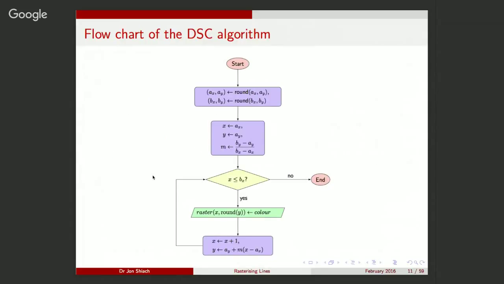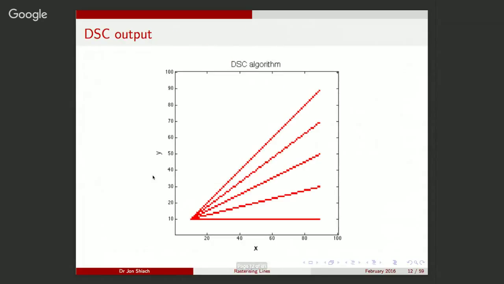Some people find it easier to follow algorithms when they're in a flowchart. So here's a flowchart again. We have a loop here. If X is less than or equal to BX, it means we have to keep going. So we fill in the pixel, calculate the coordinates of the next pixel, and keep going around until we're finished. And then we end the loop, end the algorithm. And that's what you get.